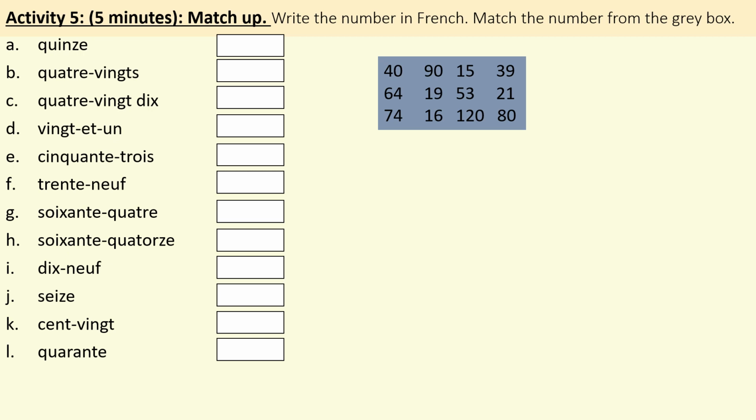Okay, for this activity, it's a quick 5-minute one just to test you on your numbers again. It's a match-up activity. So what I want you to do is match up the number in French here, A to L, with the number in the grey box. All of the numbers are in figures in the grey box. So I want you to write out the number in French in words and then choose the number which you think matches it next to it.